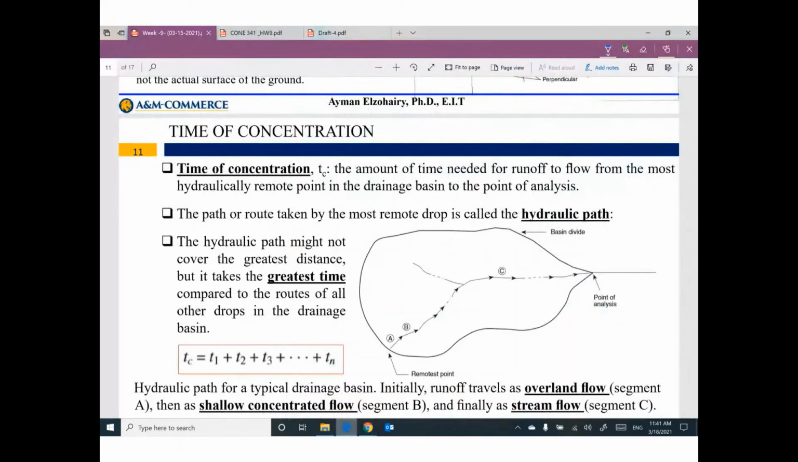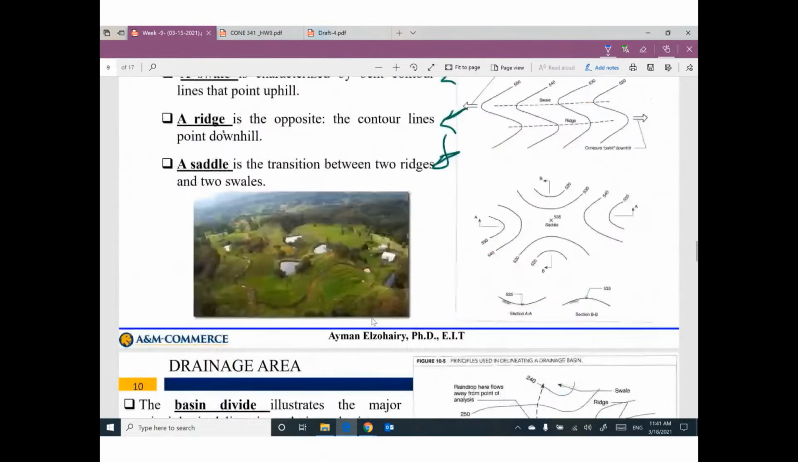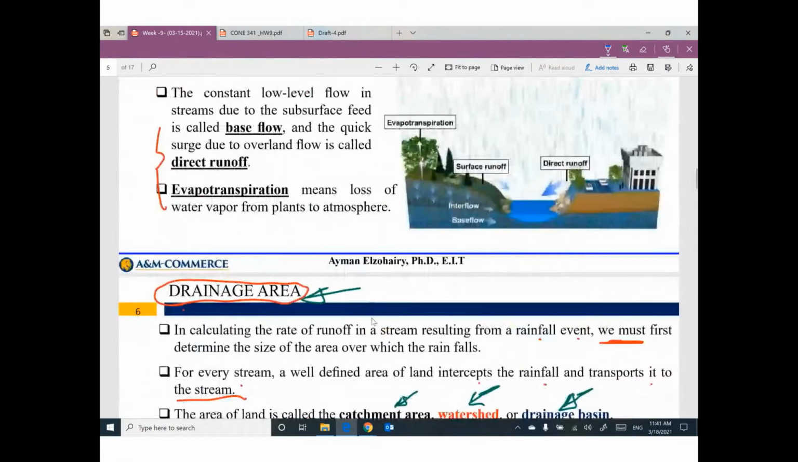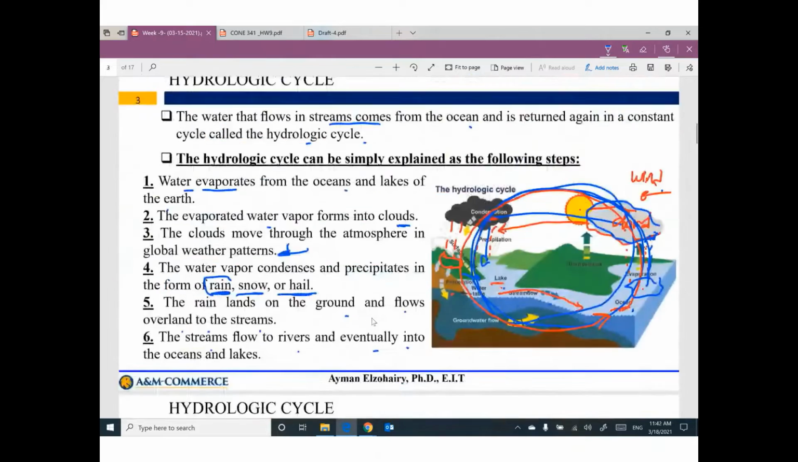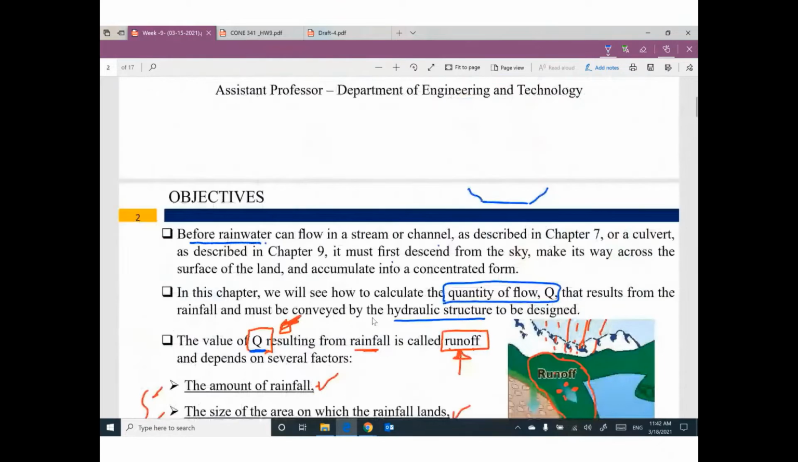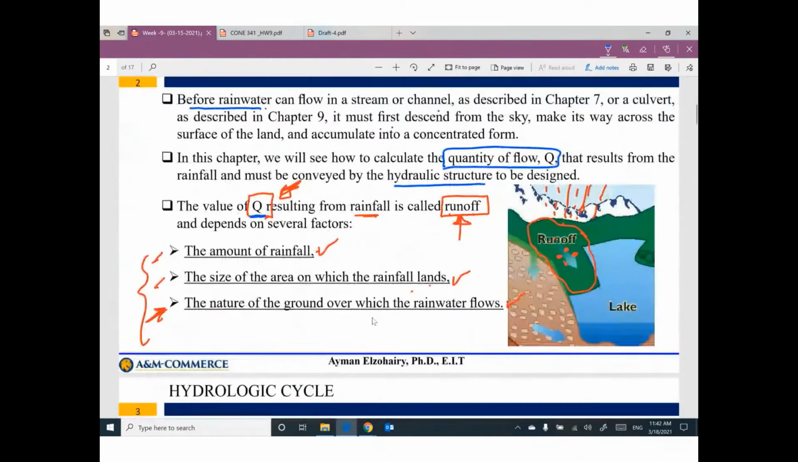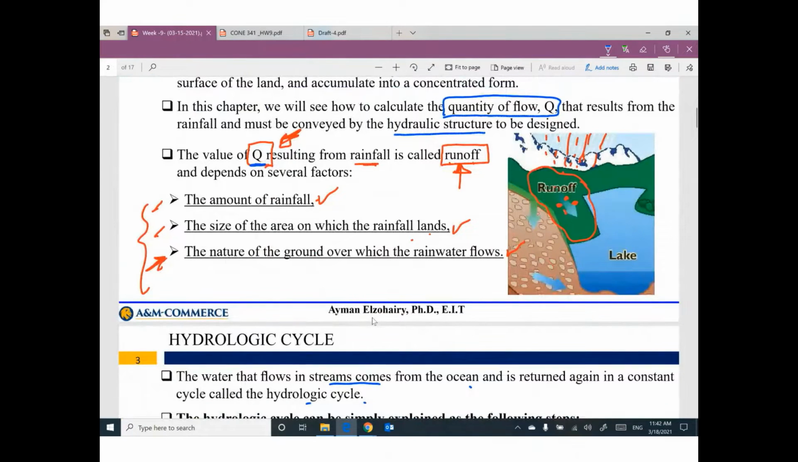Today, I will continue what I started last meeting. I started to talk about rainfall. And the most important term I covered last meeting is that the rainfall water over the ground surface is called runoff.